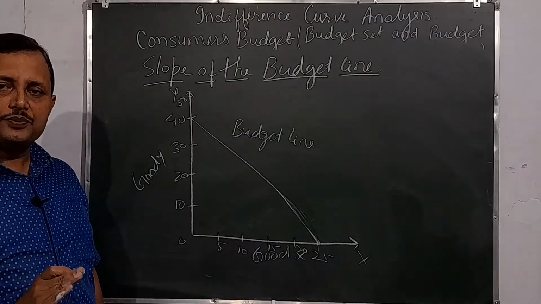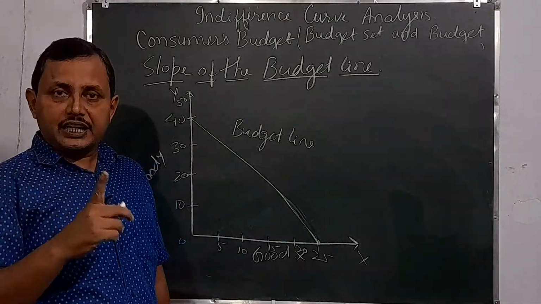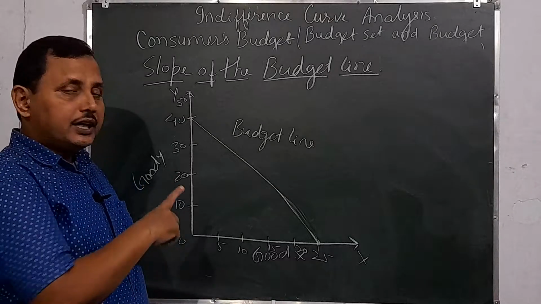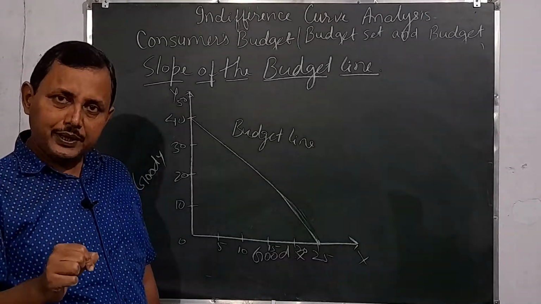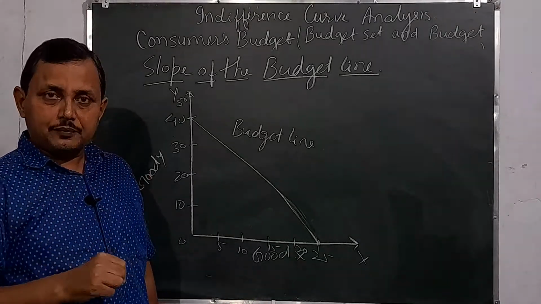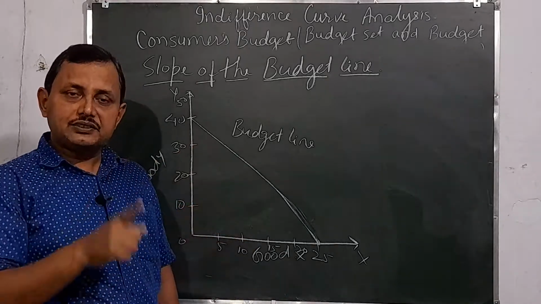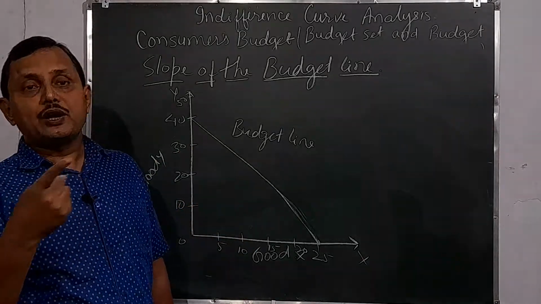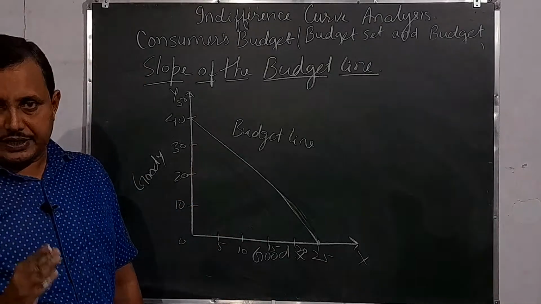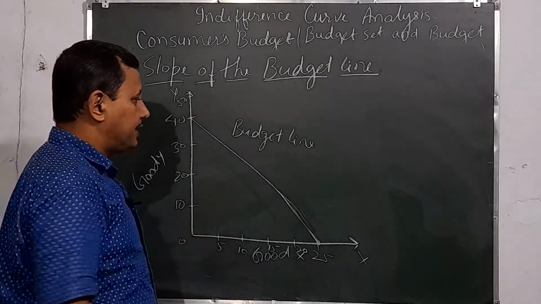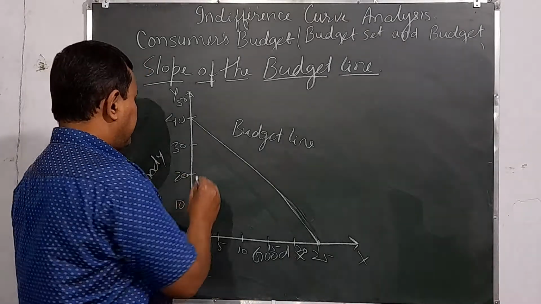Now we have to find the slope of the budget line. Already we have seen the budget line will be a straight line, not a curve. Why? Because the prices of good X and good Y, Px and Py, are given, and the budget is also given. The budget is not changing, and at different points of this line the prices of good X and good Y are also not changing. They are constant, and therefore it will be a straight line. Now what will be the slope of the budget line?